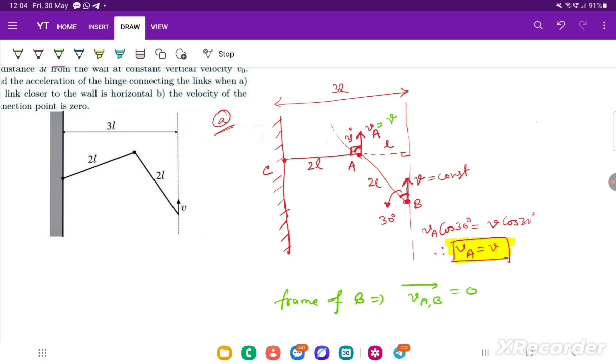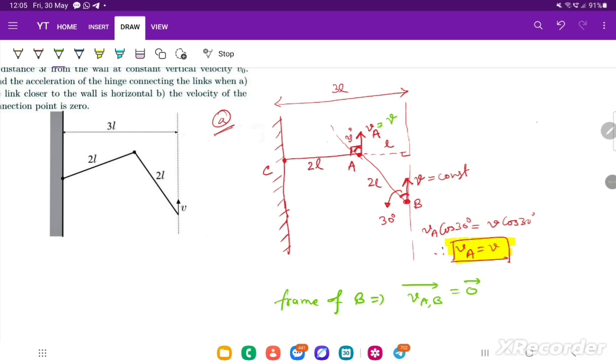So VA minus velocity of B, that is VA minus VB, is nothing but VA,B. That comes out as 0, or null. Let's write it as null vector. So yeah, if you are in the frame of B, you will observe A is at rest.